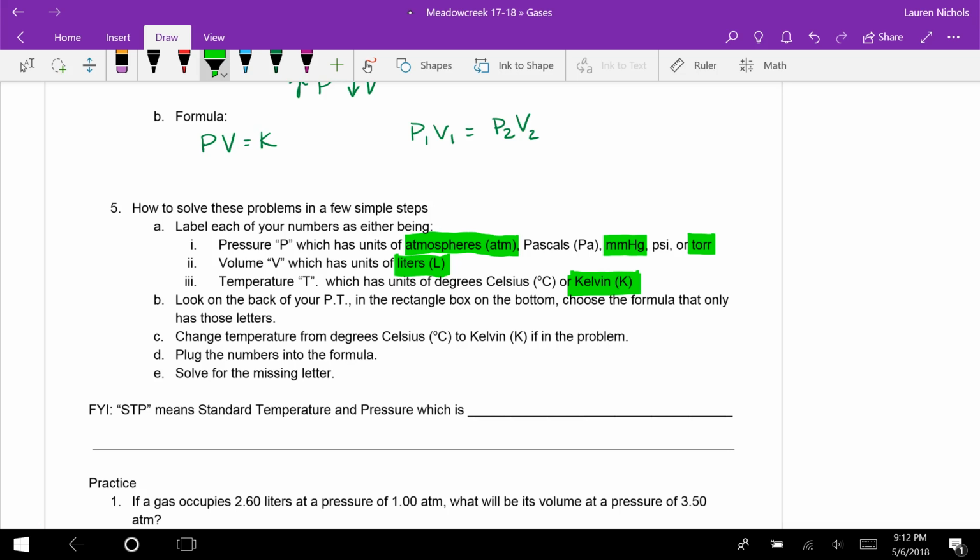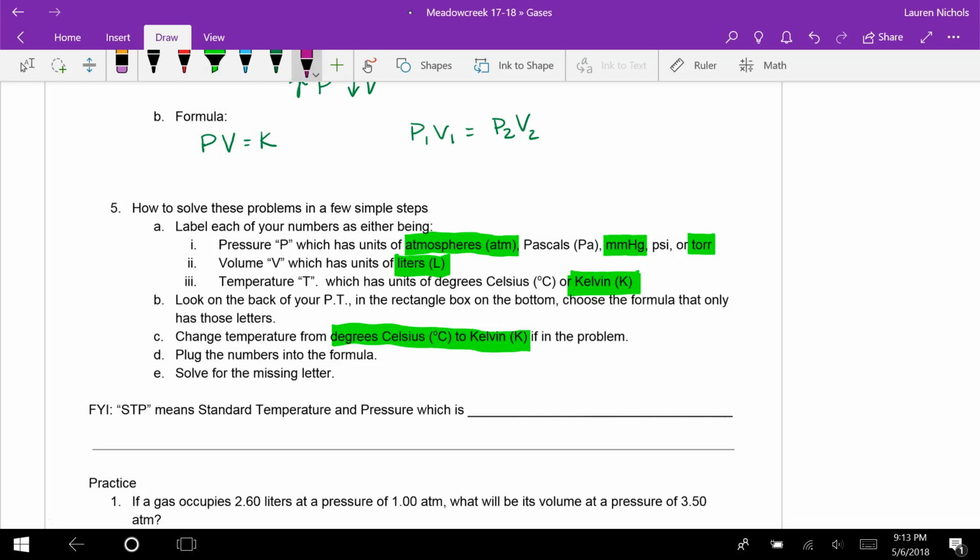And so what you'll do is you'll read through the problem and you'll label each one as being P, V, or T. Is it pressure, volume, or temperature? And then you'll look at the back of the periodic table and you choose the formula that only has those letters. So if you only have a volume and temperature, then only pick the formula that has volume and temperature in it. If you have temperature, you need to change degrees Celsius to Kelvin, plug the numbers into the formula, and solve for the missing letter.